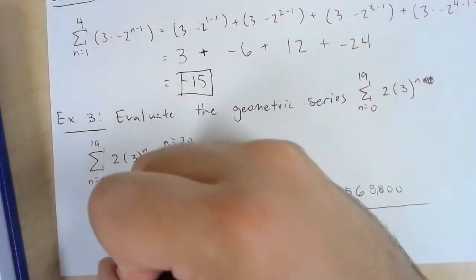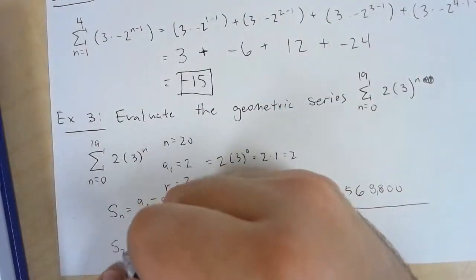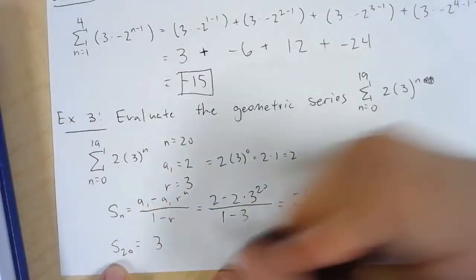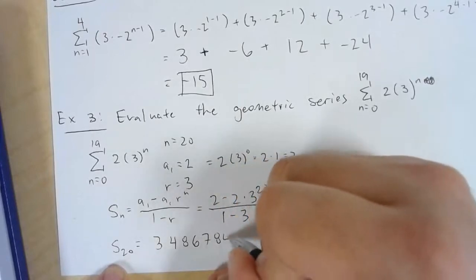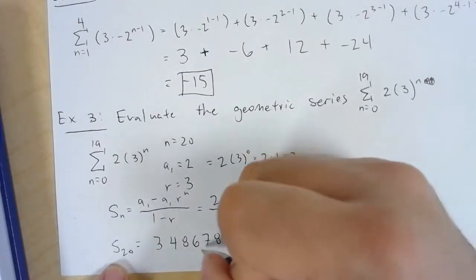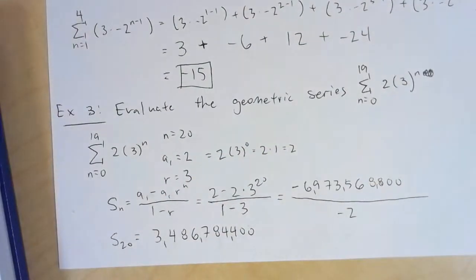And we're going to get as our S sub, I guess S sub 20, because I've got 20 of them. I'm just going to copy this number down. Thousands, millions, billions. 3,486,784,400. Which says if I was to try to add up all of these in a row, I probably wouldn't do so well on that.